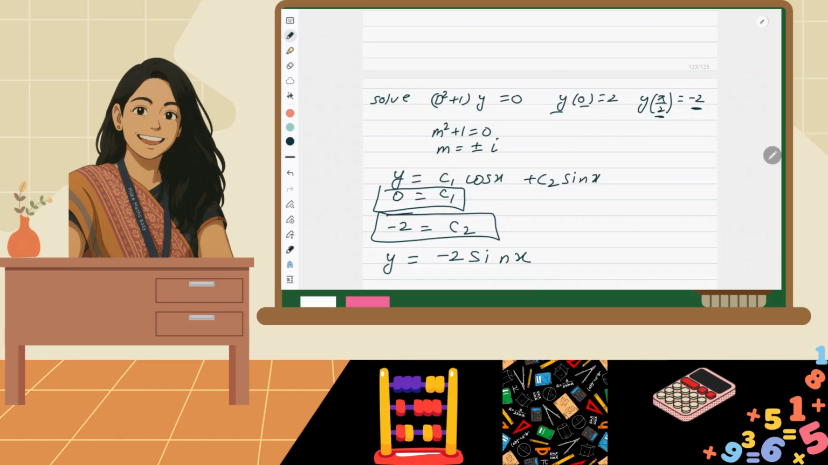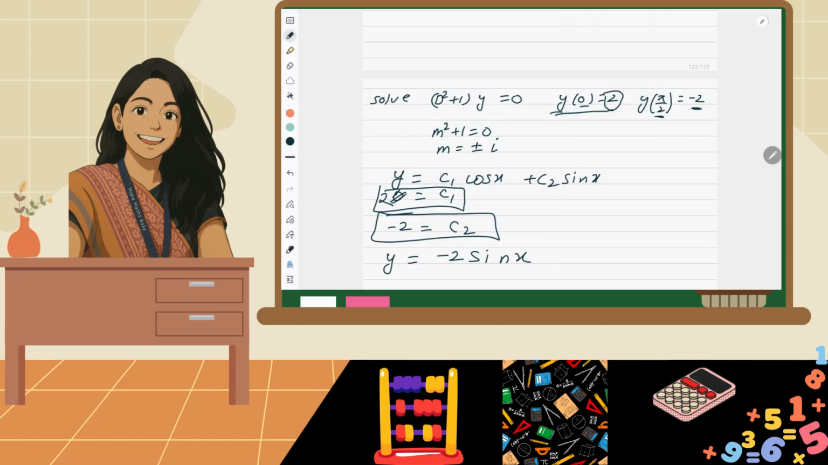Just cross check it once. Let me explain this one again. See what mistake I did. y of 0 is given as 2. It is not 0, but we have written 0 here. So it is 2. So the c1 value is 2 and the c2 value is minus 2.